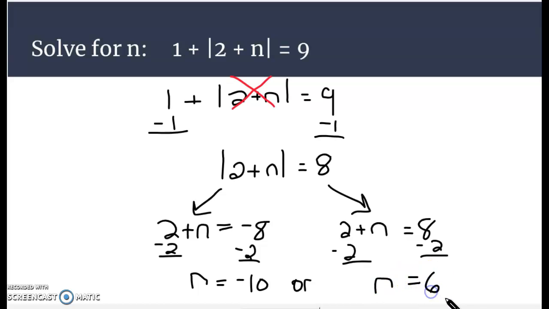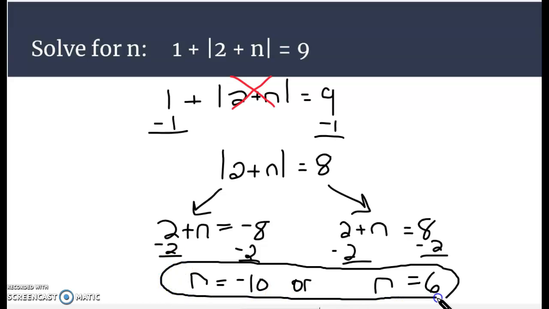Two answers. Whenever you deal with absolute value, almost always, you have two answers. In this case, n could be -10 or n could be +6. And if we were to plug -10 or 6 back into the original equation for n, solve that, simplify it, both of those answers do make it equal to 9.